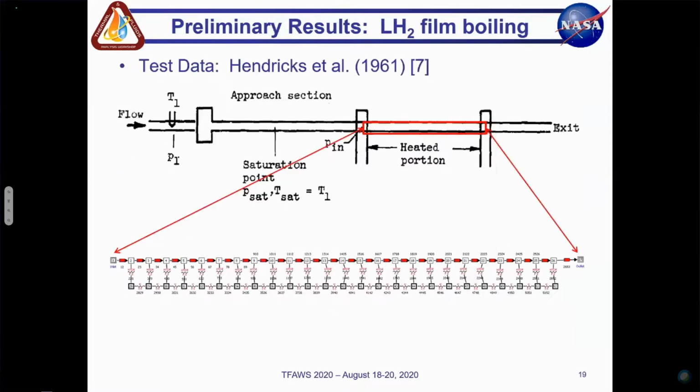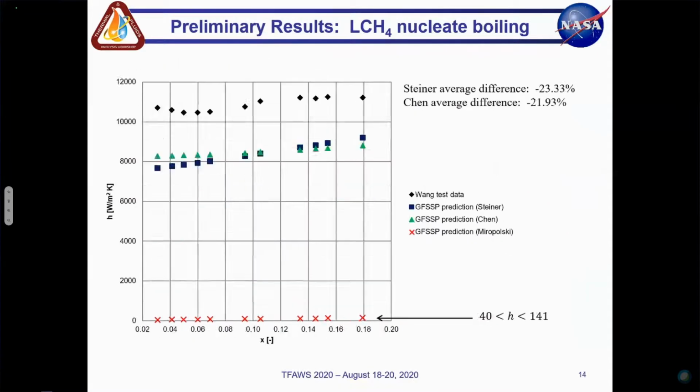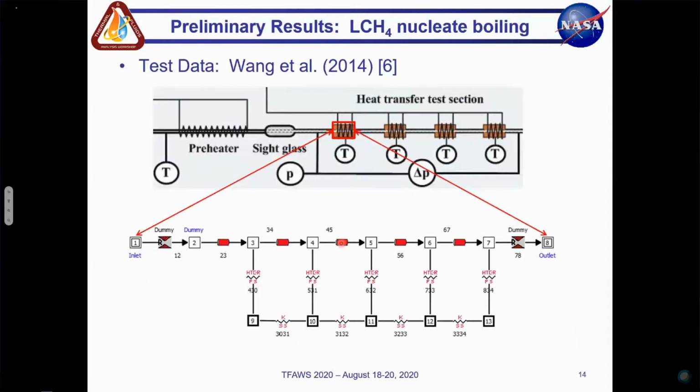We do have one question right now from John. Do models account for the orientation of flow with respect to the gravity vector? Yes. So I'll answer that in two ways. So first is the GFSSP program itself. So within the pipe, you can select gravity. So GFSSP accounts for gravity if you give it that option.